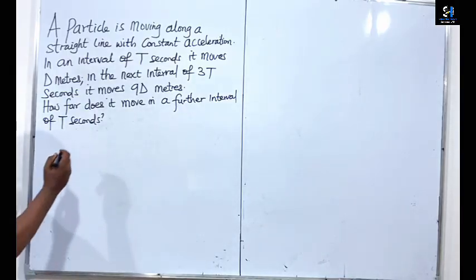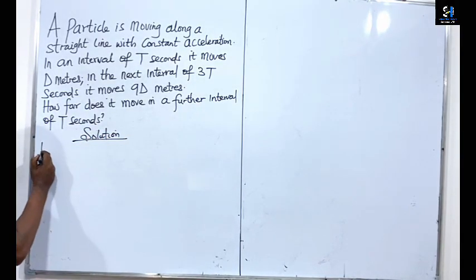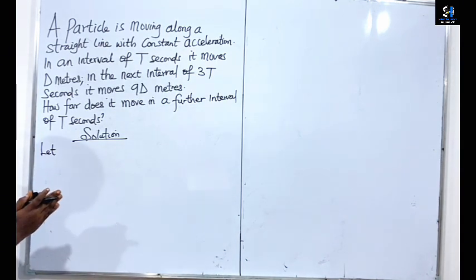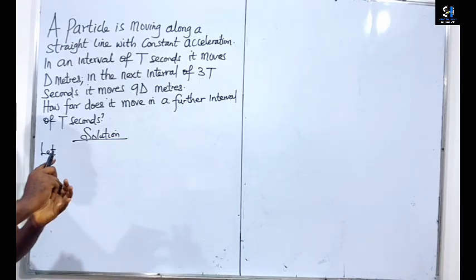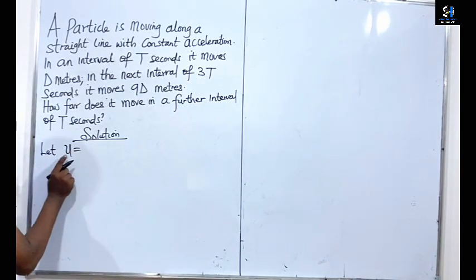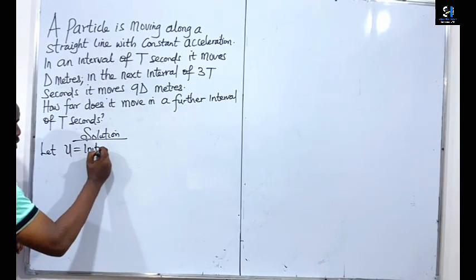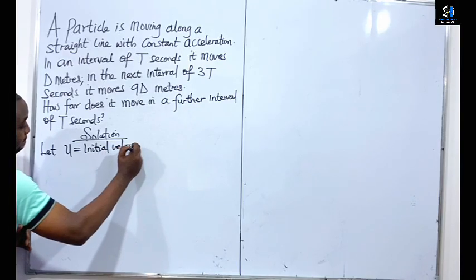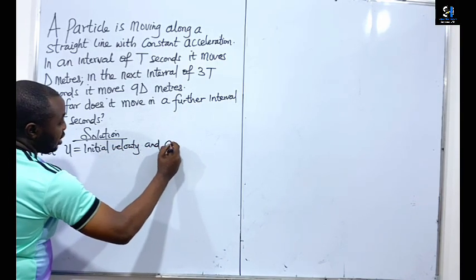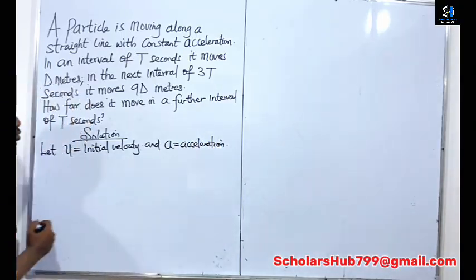So we're going to use one of the equations of kinematics. But first, like I said, we're looking for the expression for acceleration and initial velocity. So let's say u is the initial velocity, and we have a as the acceleration.